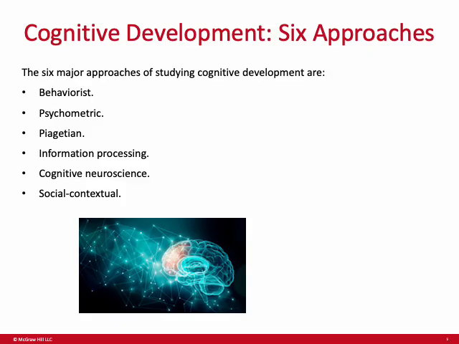The 6 approaches of studying cognitive development are behaviorist approach, psychometric approach, Piaget approach, information processing approach, cognitive neuroscience approach, and social contextual approach.